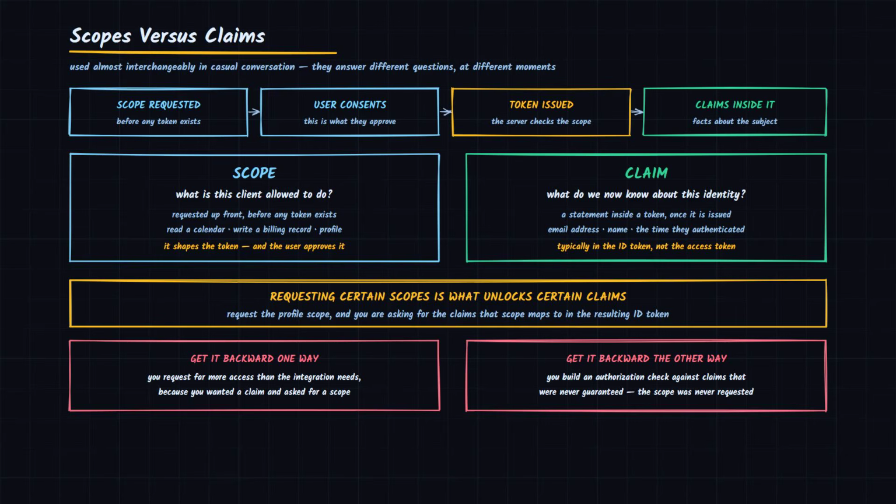Get this distinction backward, and you end up either requesting far more access than an integration needs because you conflated a scope with a claim you actually wanted, or building an authorization check against claims that were never guaranteed to be present, because the scope that would have populated them was never requested in the first place.